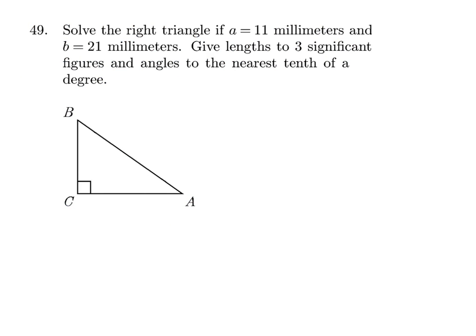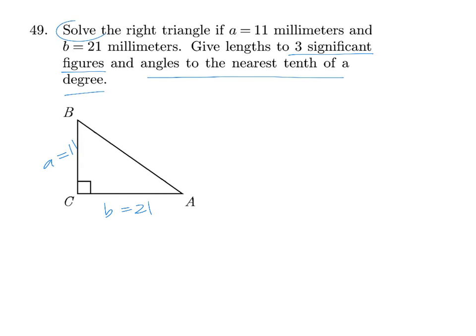All right, solve the right triangle. If A is equal to 11, this would be 11 here, little a, lowercase a. And B is equal to 21, lowercase b. Give lengths to 3 significant figures and angles to the nearest tenth of a degree. Don't even get caught up in this 3 significant figures business. It just means use 3 digits to express the length. Just use what we're used to working with here, angles to the nearest tenth of a degree. Okay, let's see what we have here.